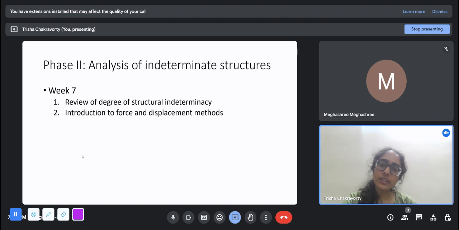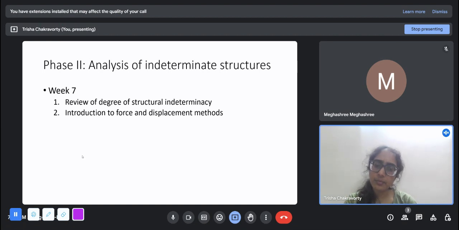And introduction to force and displacement methods that are used to solve indeterminate structures. Basically, determinate structures can be solved very directly, right? We just solve the reaction forces from the equations of equilibrium, and then we can solve the entire structure. But in indeterminate structures, there are more reactions than the number of equations we can get. So we need additional equations to solve those reactions. Hence, there are a lot more methods, and complicated methods, to solve these structures.